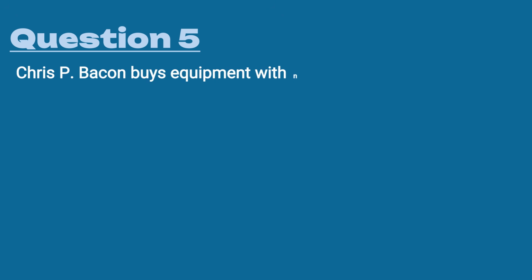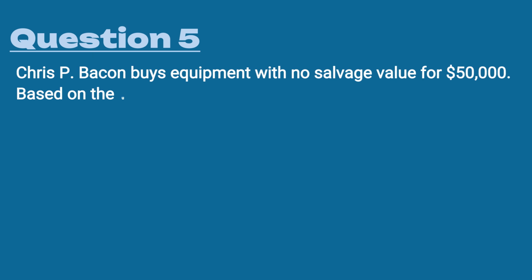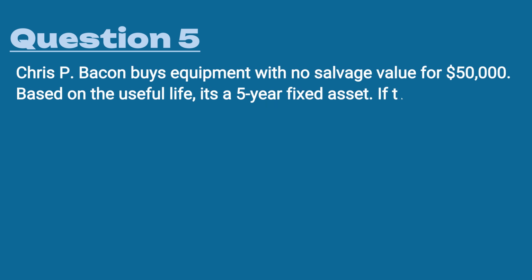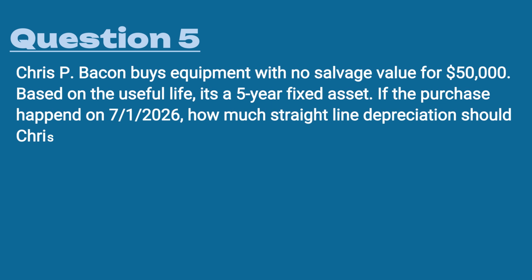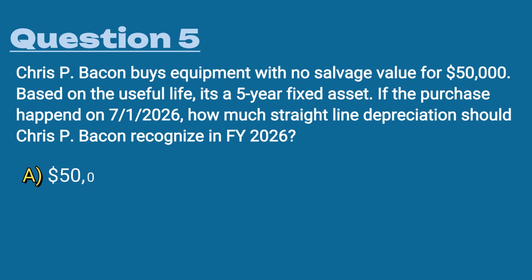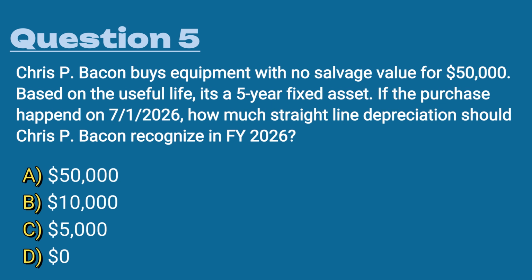Chris P. Bacon buys equipment with no salvage value for $50,000. Based on the useful life, it's a 5-year fixed asset. If the purchase happened on July 1st, 2026, how much straight-line depreciation should Chris P. Bacon recognize in fiscal year 2026? A, $50,000. B, $10,000. C, $5,000. D, 0.